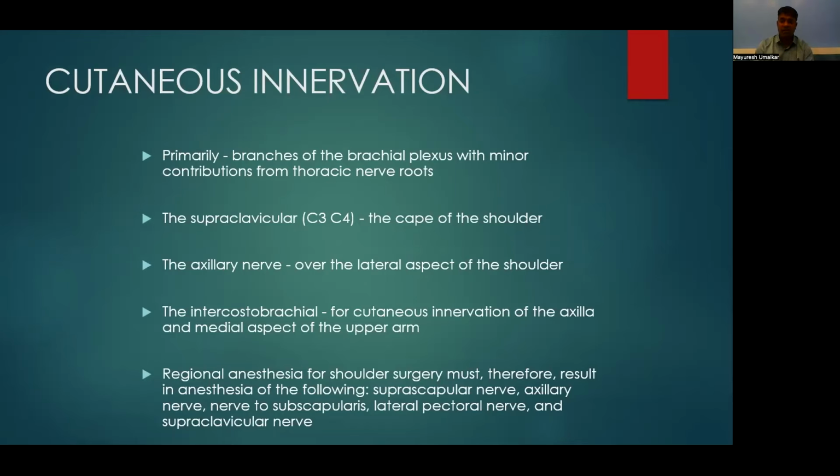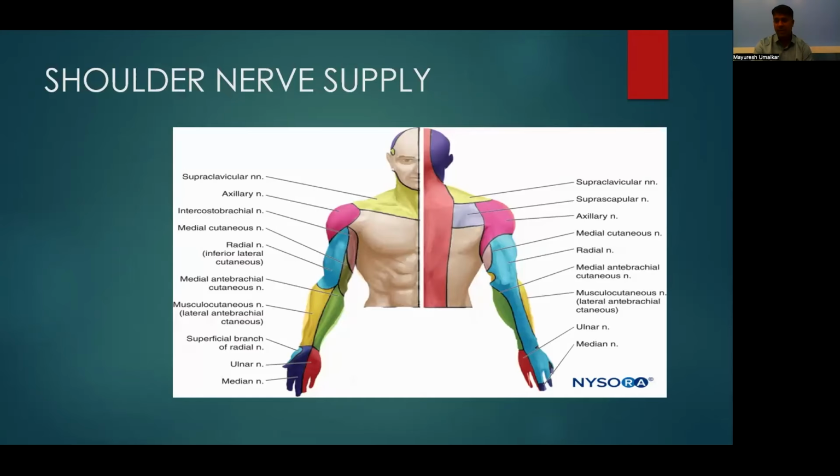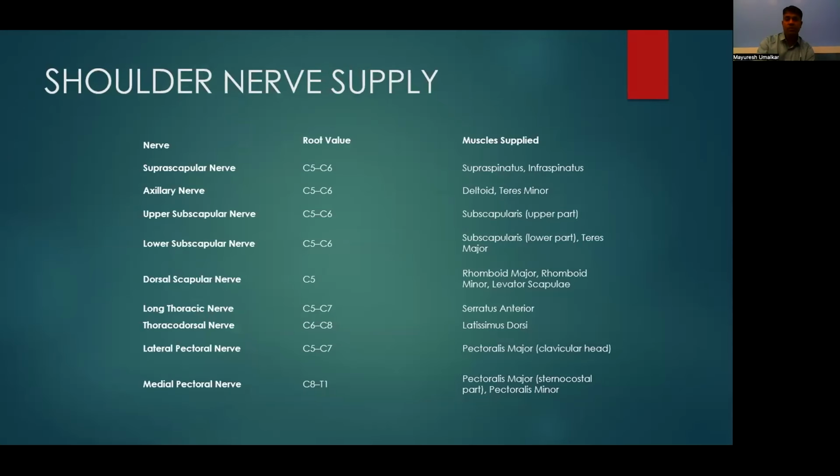So, regional anesthesia for shoulder surgery must therefore result in anesthesia of the following: suprascapular nerve, axillary nerve, nerve to subscapularis, lateral pectoral nerve, supraclavicular nerve. So mainly from C3 to T1, T2, we have to cover to block the shoulder joint. The shoulder nerve supply, as I explained to you, this is the cutaneous or sensory nerve supply, as discussed in previous slides. In the same shoulder, this is the motor and sensory nerve supply. Mainly, if you see the root values, they are supplied by C5, C6 and C7.